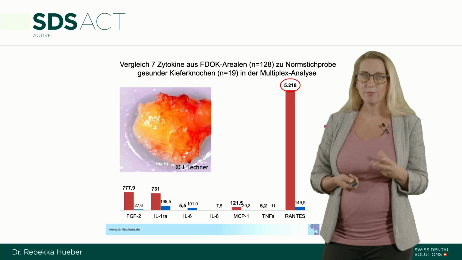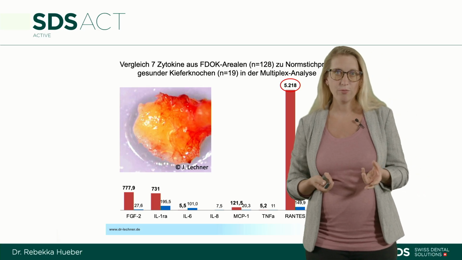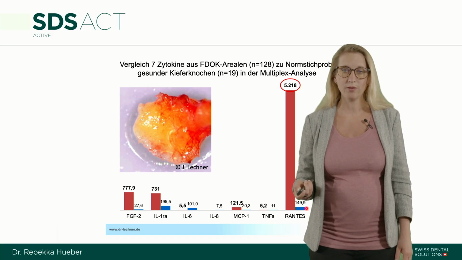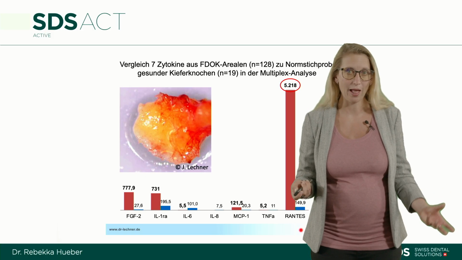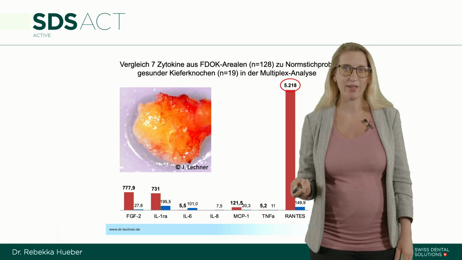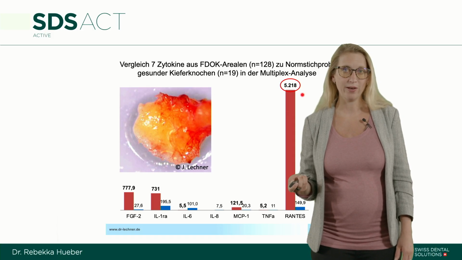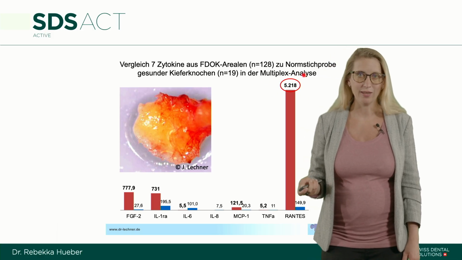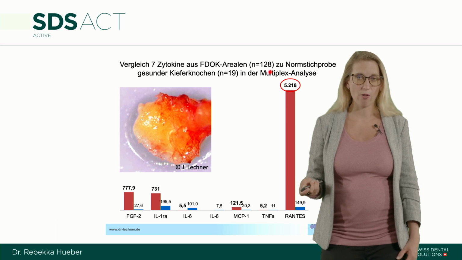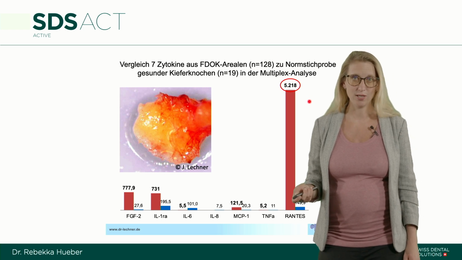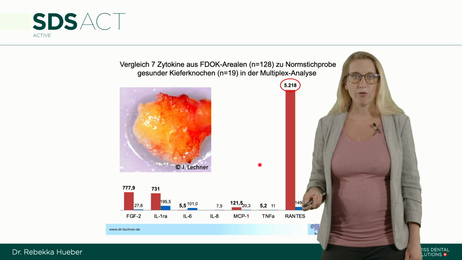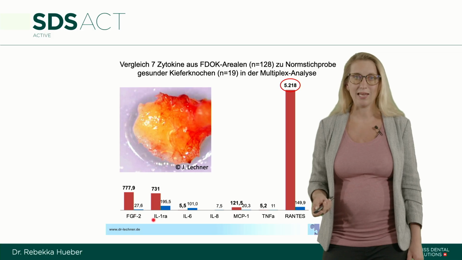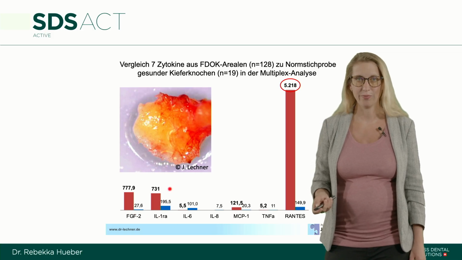This is the multiplex analysis of the cytokine profile, and you see the RANTES level that would be normal in a healthy bone. This is the RANTES level they found in over 128 probes of patients. It is 35-fold higher than usual, with over 5,218 picograms. What we also see elevated is the interleukin-1 receptor antagonist.